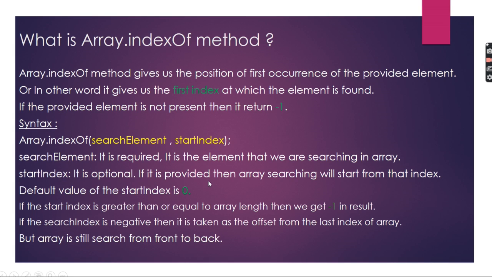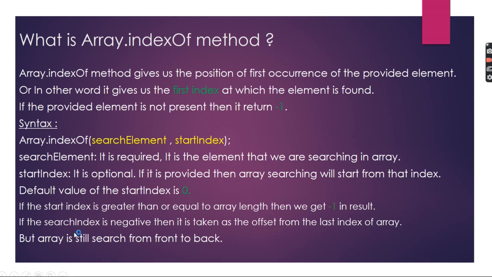Otherwise, if we don't provide the start index, then it will be considered as 0 and the searching will start from the 0th index. And if the start index is greater than or equal to the array length, then we get -1 in the result. Means it will not search and will directly return -1 if the start index is greater than or equal to the array length. We will take one example on this.